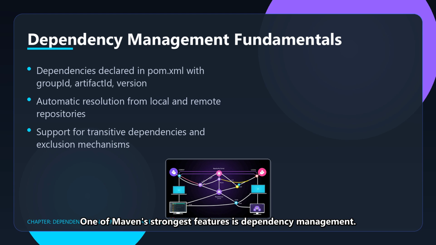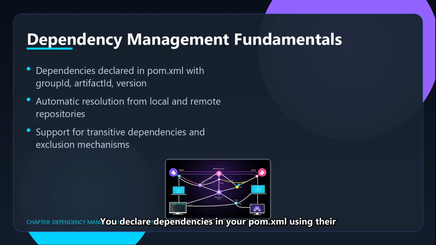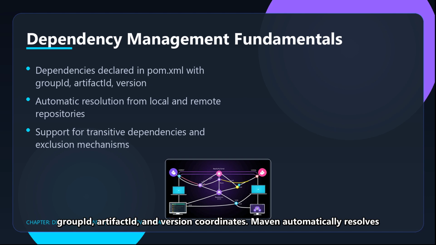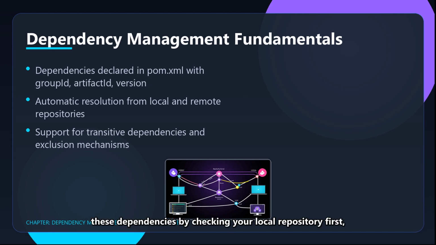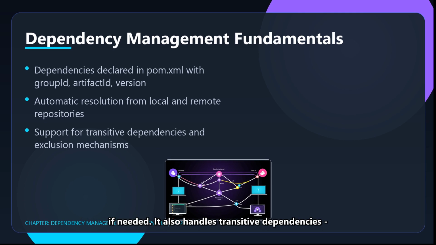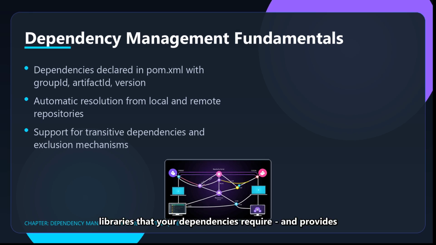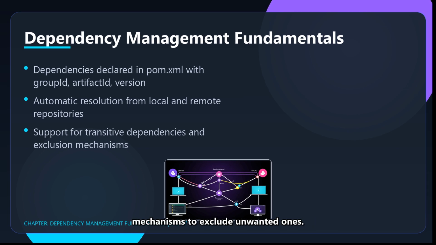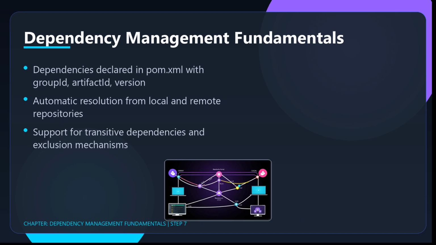One of Maven's strongest features is dependency management. You declare dependencies in your pom.xml using their group ID, artifact ID, and version coordinates. Maven automatically resolves these dependencies by checking your local repository first, then downloading from remote repositories like Maven Central if needed. It also handles transitive dependencies, libraries that your dependencies require, and provides mechanisms to exclude unwanted ones.